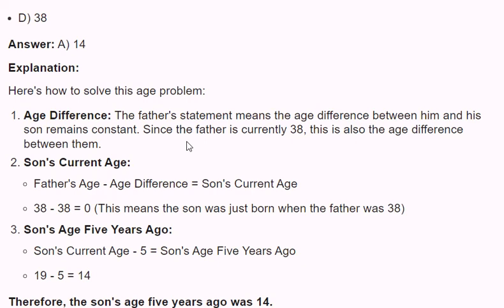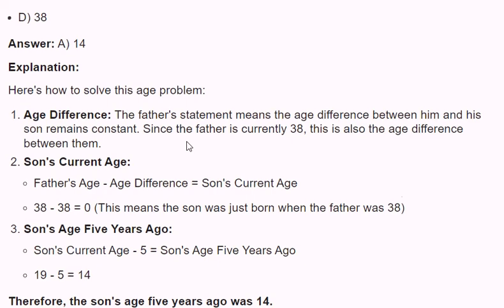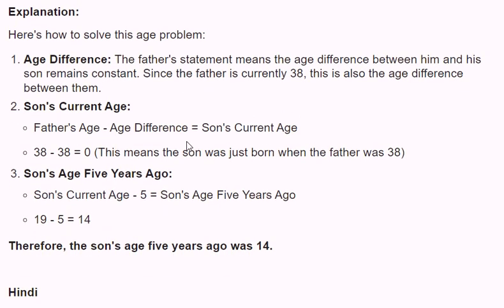3. Son's age 5 years ago. Son's current age minus 5 equals son's age 5 years ago. 19 minus 5 equals 14. Therefore, the son's age 5 years ago was 14.